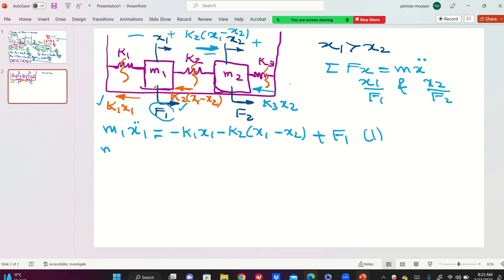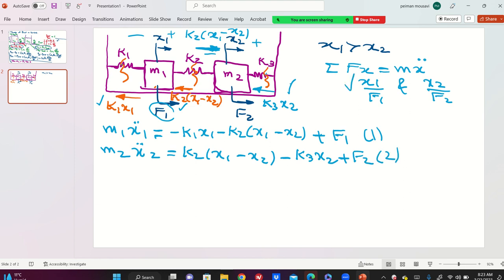The other one is m2 x double dot 2 equals to, now this is in the positive direction. This is going to be k2 (x1 minus x2), negative, minus k3 x2 plus f2. Here we go.